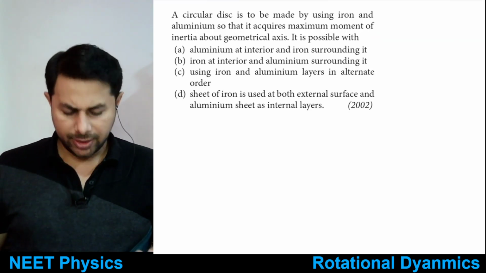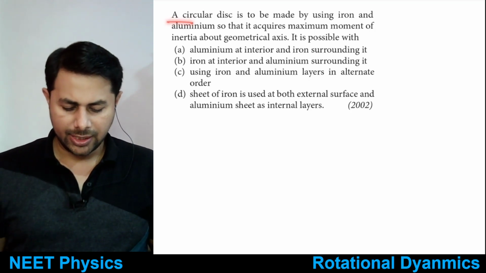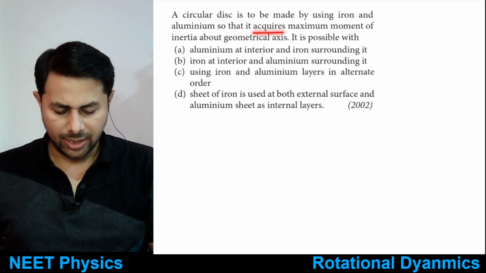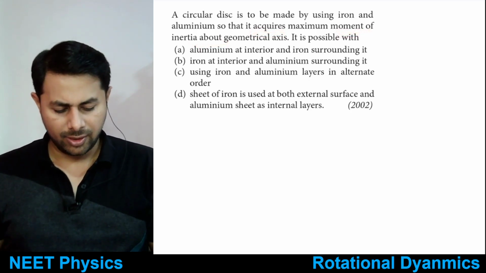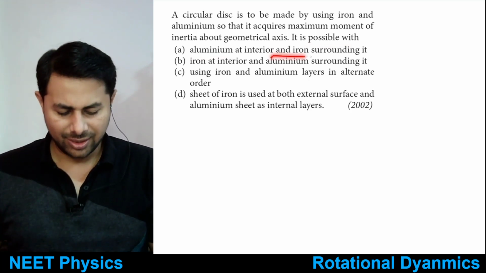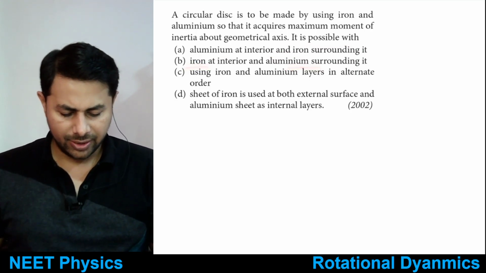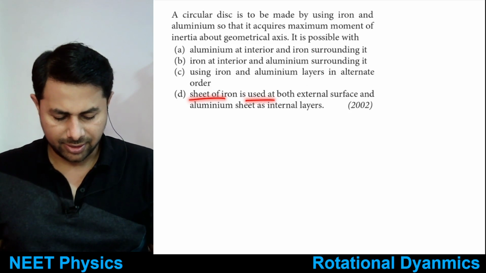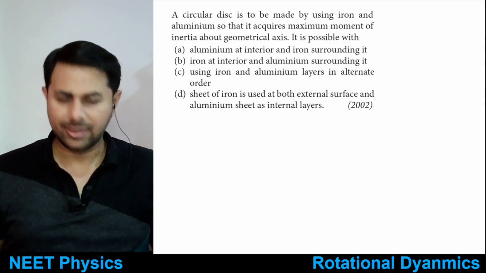Okay, so let us solve some simple problems based on moment of inertia. Let's see this one. A circular disc is to be made by using iron and aluminum so that it acquires maximum moment of inertia about a geometrical axis. It is possible with option A, aluminum at the interior and iron surrounding it; iron at the interior and aluminum surrounding it; using iron and aluminum layers in alternate order; and a sheet of iron used at both external surface and aluminum sheet as internal layers.